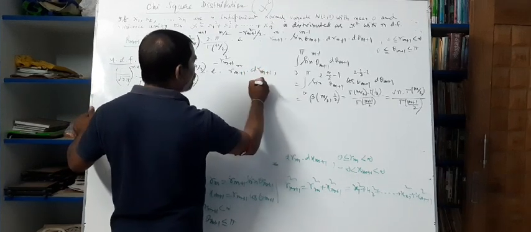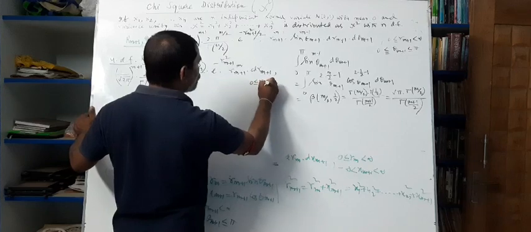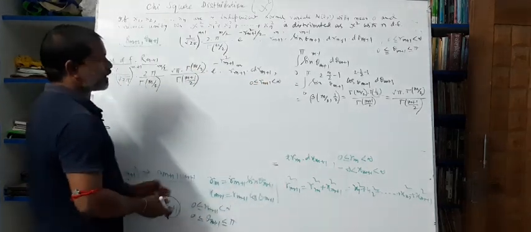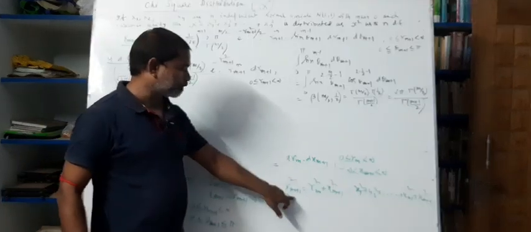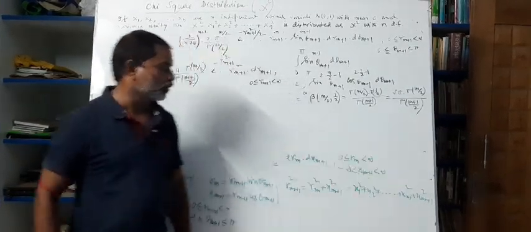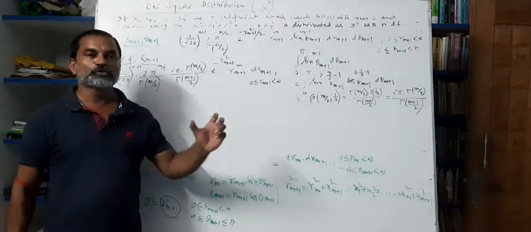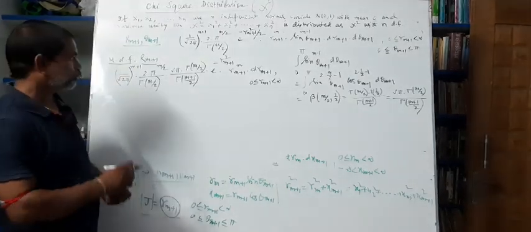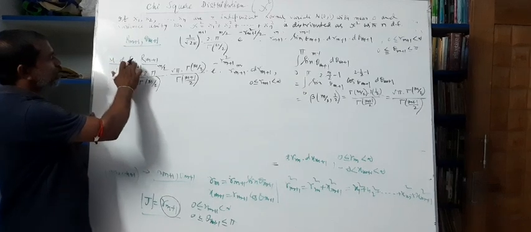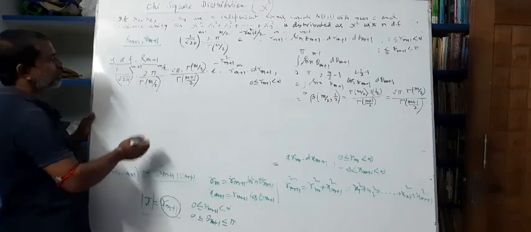Rm plus 1, where 0 less or equal to Rm plus 1 less than infinity, and R square m plus 1 equal to x1 square plus x2 square plus dot dot dot xm plus 1 square. So this is the marginal distribution function of Rm plus 1.